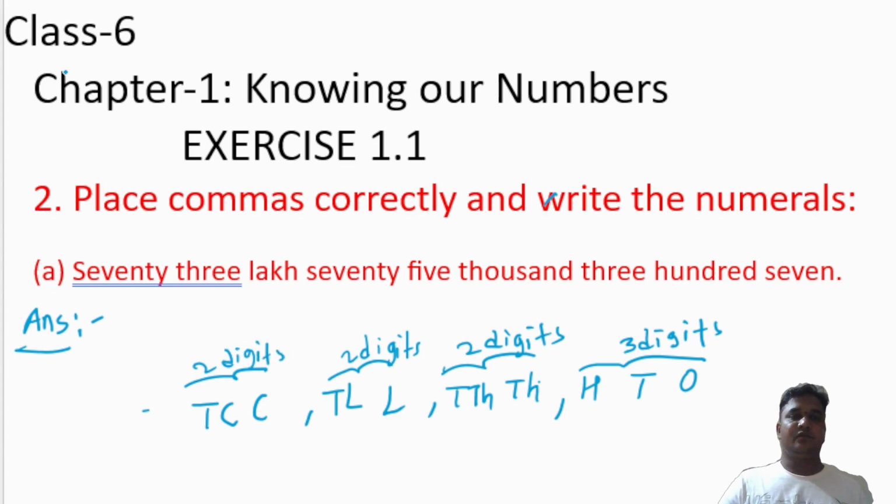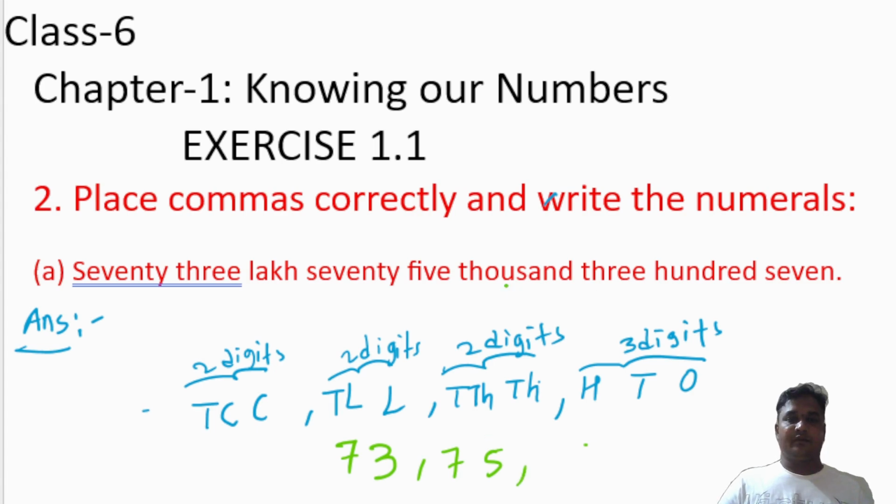So in this, what we have to do? Firstly, they are given 73 lakh. So it is 2 digits, 73 lakh. So here we have to write the 73, and then comma is there. So next, 75,000. This is also 2 digits. So fully we will write 75,000. After 2 digits comma is there, so we will place the comma.